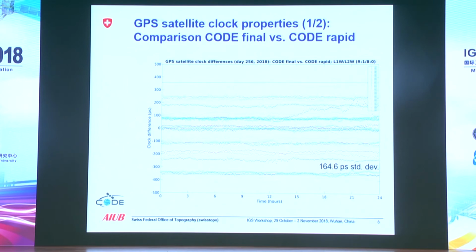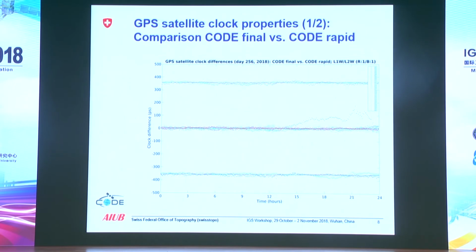The standard deviation is then of the order of 100 up to 200 picoseconds. We will see that later in the IGS ACC plots. And because the widelane ambiguity-fixed is completely different in the final and rapid product, the biases are needed to reconstruct or to make the information consistent to each other.